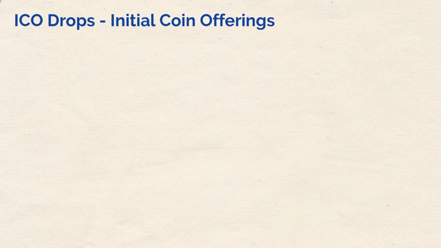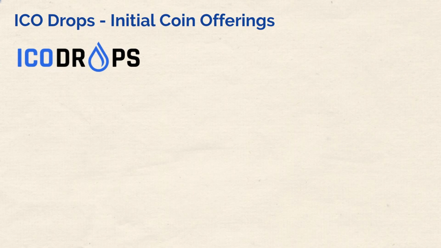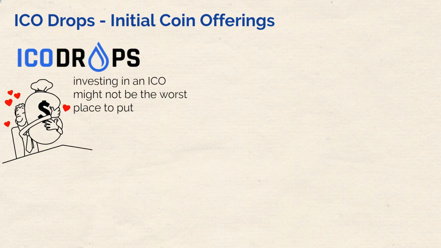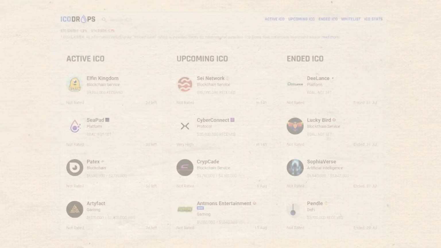Initial coin offerings are the crypto versions of initial public offerings. ICOs can offer great returns because the good ones are often underpriced. If you know how to evaluate a project, investing in an ICO might not be the worst place to put your money. First of all, head on over to the site and look at the main page.